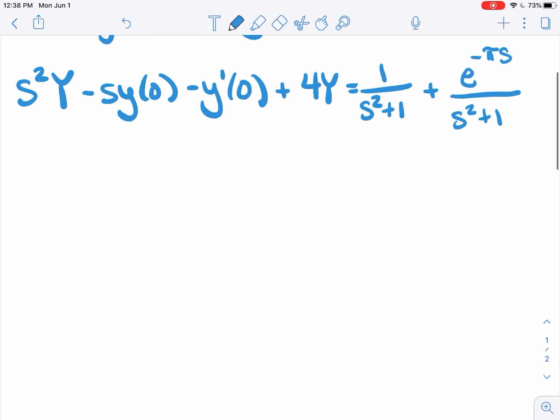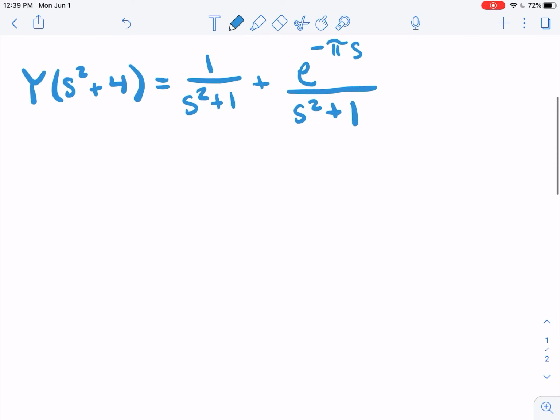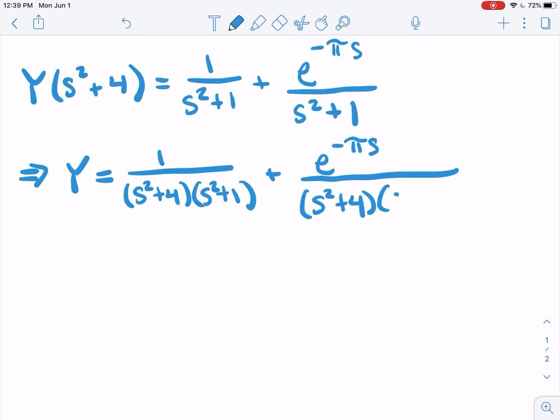We know the next step is to solve for capital Y. This is s squared plus 4. The initial conditions are both zeros, so fortunately that goes away. 1 over s squared plus 1 plus e to the minus pi s over s squared plus 1. Finally, the Laplace transform of our solution is 1 over s squared plus 4 times s squared plus 1, plus e to the minus pi s over s squared plus 4 times s squared plus 1.